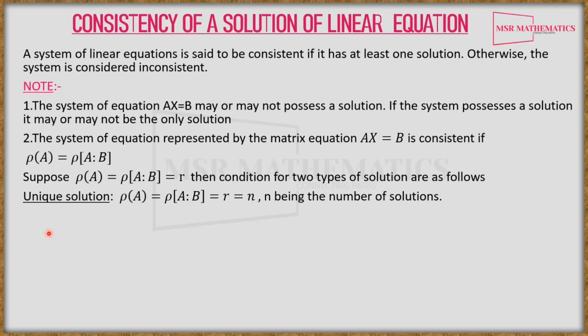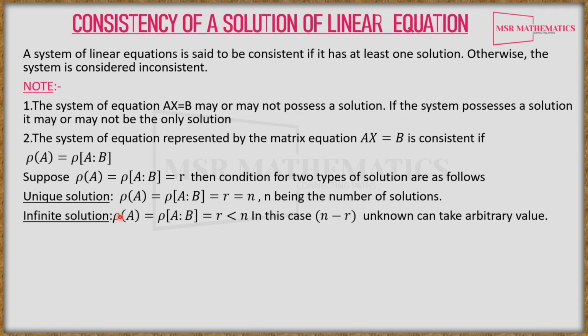That's about the unique solution. Another one is the infinite solution. That means rho(A) = rho(A|b) = r, where r is less than n, and n is the number of unknowns. Here r is the rank of the augmented matrix A|b. If this rank is less than the number of unknowns present in the given problem, we can conclude that the given system of linear equations has infinite solutions.